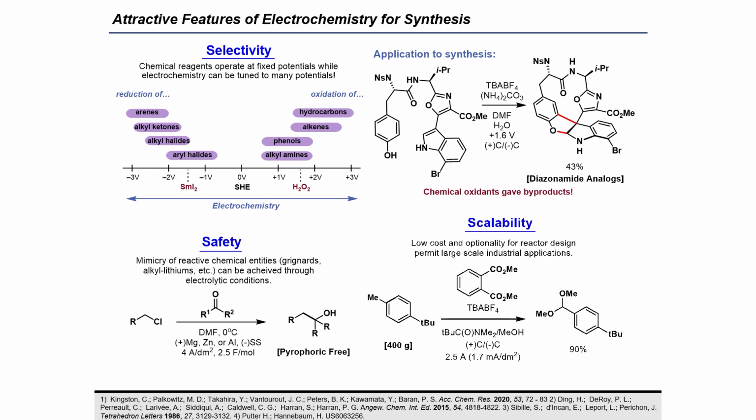Finally, electrochemistry also has the potential to be highly scalable. The anodic oxidation of terpentyltoluene to its dimethyl acetal and concomitant ester reduction to forge the corresponding lactone is carried out by BASF on 400 gram scale routinely.